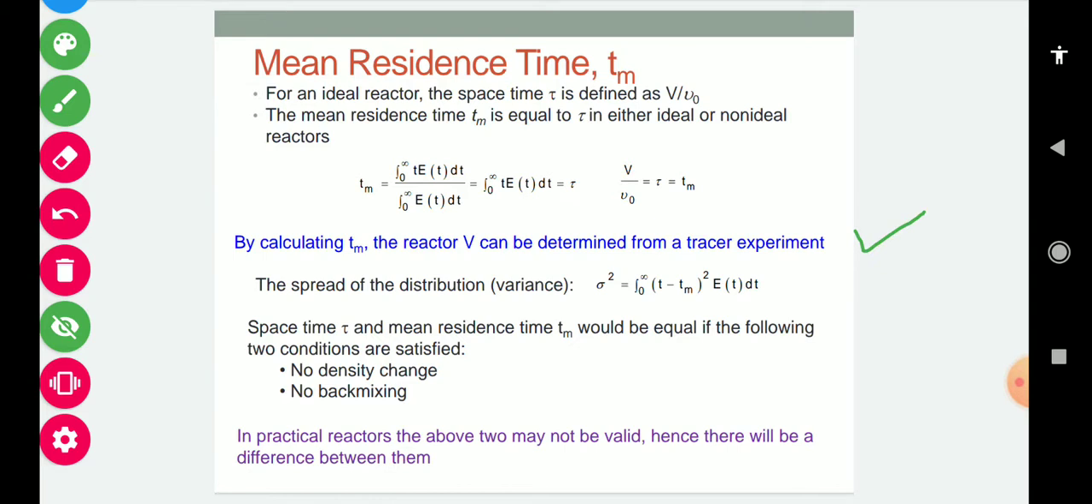Another important parameter is its variance. Variance will give you the spread of the distribution, and that can be calculated with the help of this formula. Now this space time and mean residence time would be equal if the following two conditions are satisfied. One is no density change, second one is no back mixing. In practical reactors, the above two may not be valid. Hence, there will be a difference between the residence time and space time.